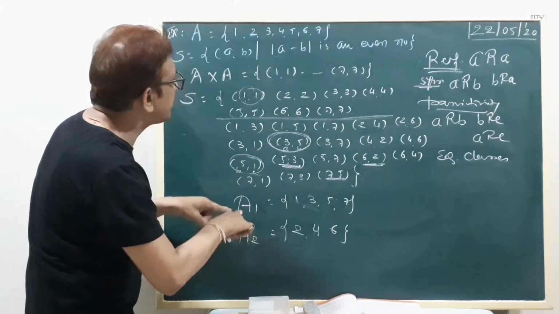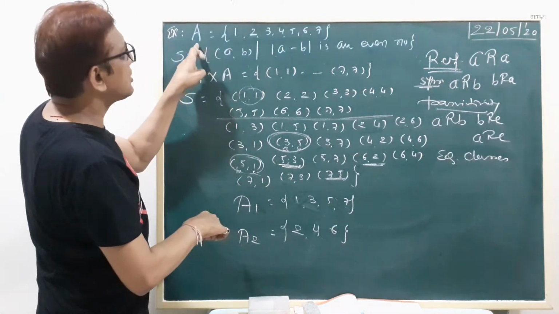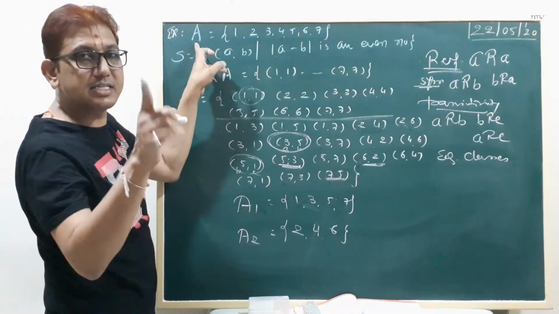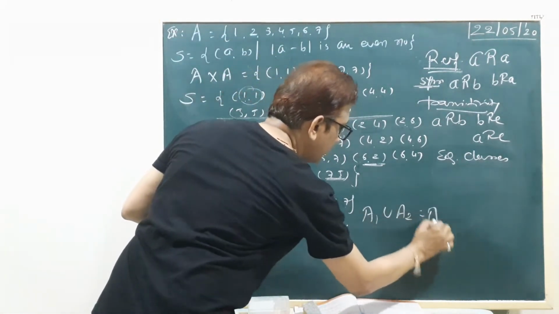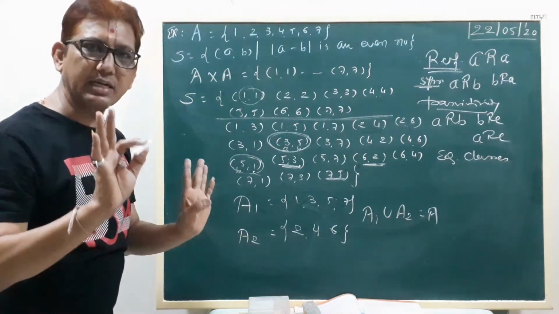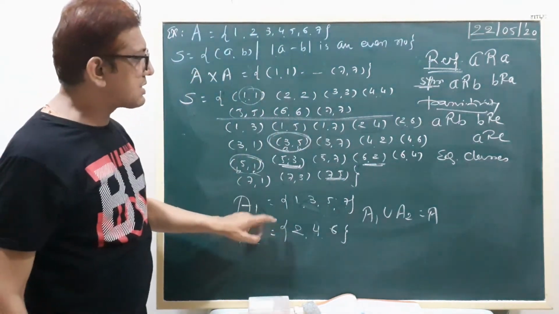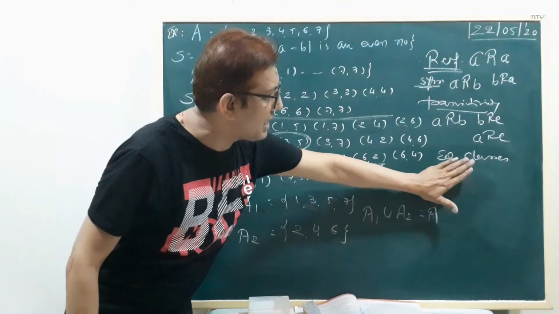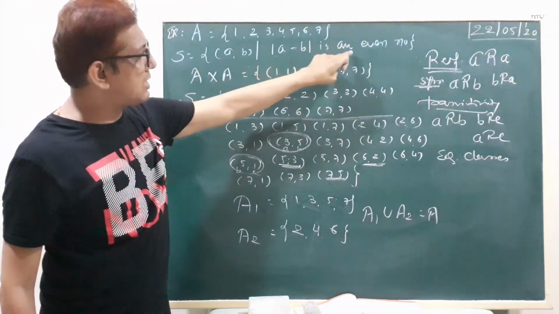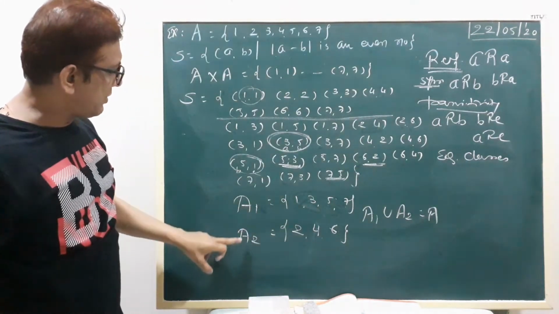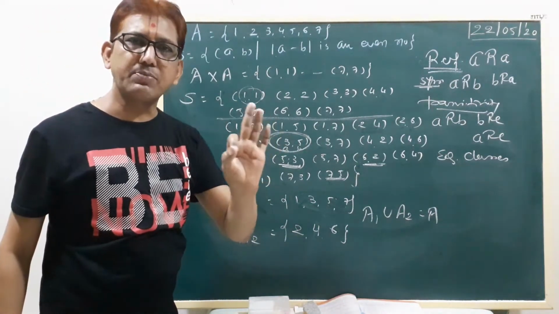The union of these two sets is your universal set itself. So A1 union A2 equals A. Is that clear? So these two classes are called equivalence classes. Here A minus B is an even number, so two equivalence classes, A1 and A2, are possible.